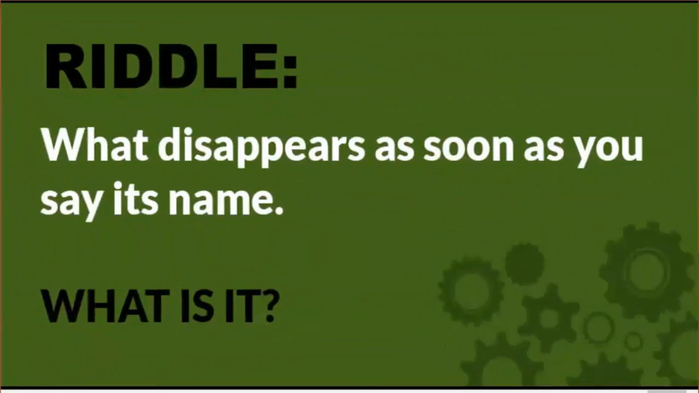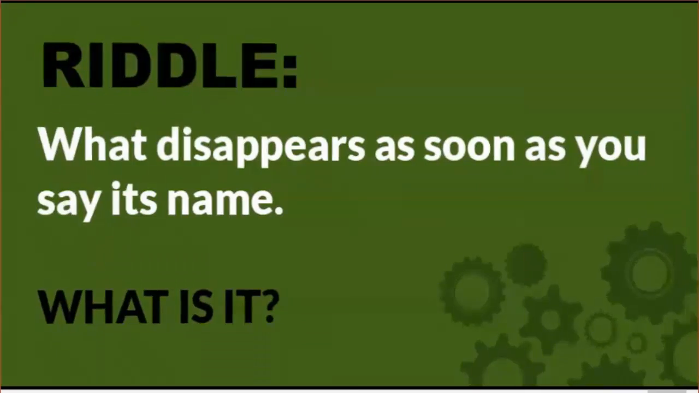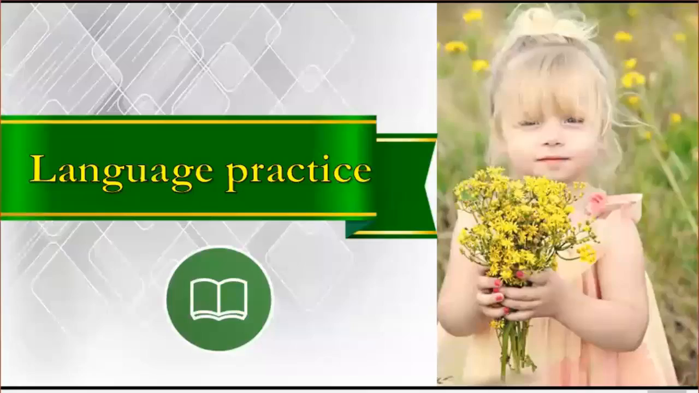The riddle says: what disappears as soon as you say its name? There is something that disappears as soon as you say its name. Can you tell me what that is? Think, and think. I think we have many clever pupils here, and they already know the answer. It is silence. Silence disappears as soon as you speak.